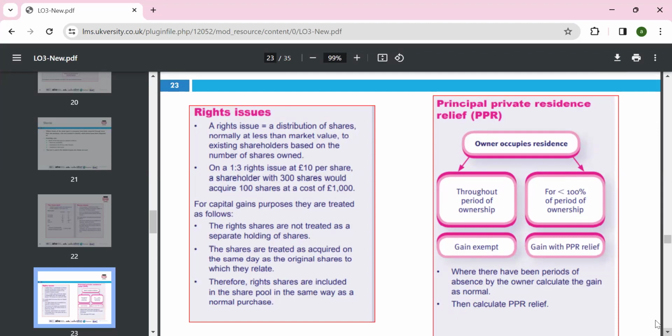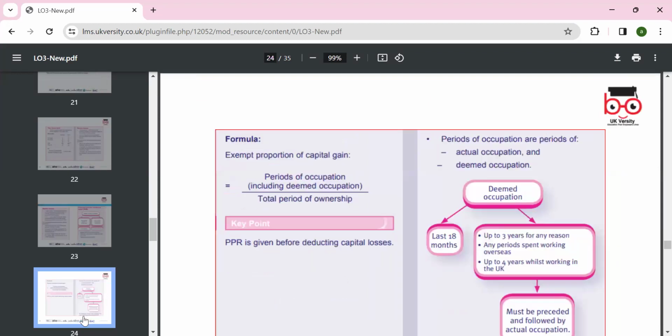Principal private residence relief: the period of ownership of the shares, divided by the total period of ownership. So that's how we calculate and apply our rates accordingly. The exempt proportion of the capital gain is the period of occupation, including deemed occupation, over the total period of ownership. The period of occupation is the actual occupation plus deemed occupation, which can last within 18 months up to 3 years for any reason, and those rules will apply.